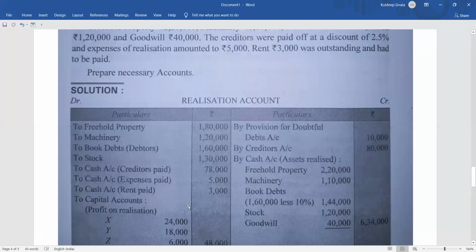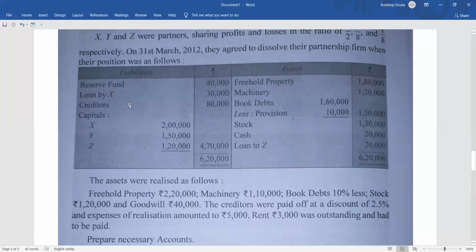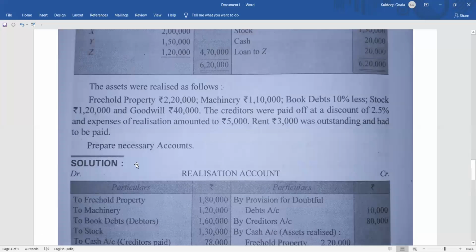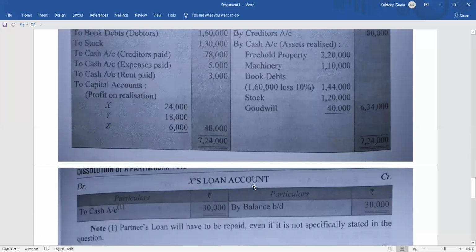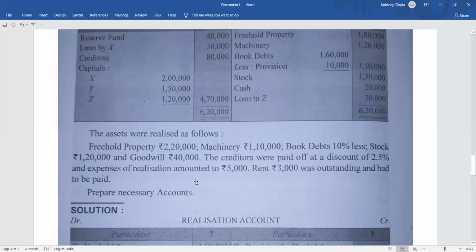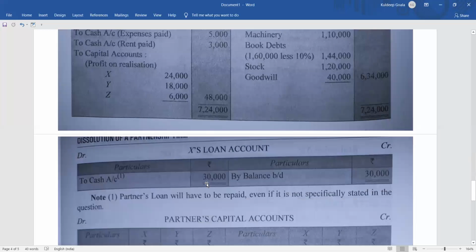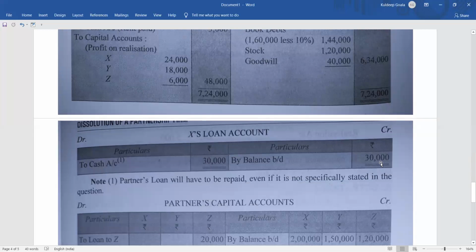Now coming to the next one. What will be the next account? We have to prepare the loan account by X. X loan account. What is the loan amount? It is 30,000. So what will you write? By balance, because it's a loan liability, right? So it will come on the credit side. By balance brought down 30,000.